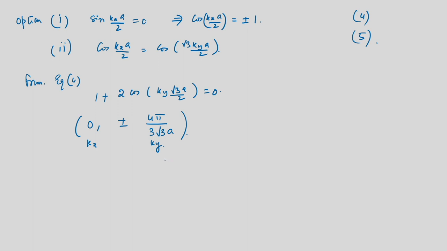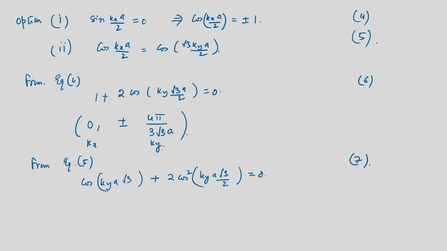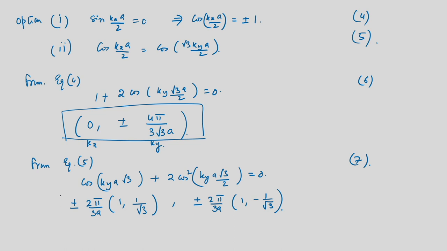And from option 2, from equation 5, one gets the other option, which is equal to the cosine of ky a√3, which is plus 2 cosine square(ky a√3/2). So, where we have used this equation that we get from here, we have used 6 here, and then we get 4 more points from this equation, and these points are plus minus 2π/(3a) (1, 1/√3) and plus minus 2π/(3a) (1, minus 1/√3). Okay. So, we get 2 points here and 4 points, like 2 more points here and 2 more points here. So, that becomes 6 points.